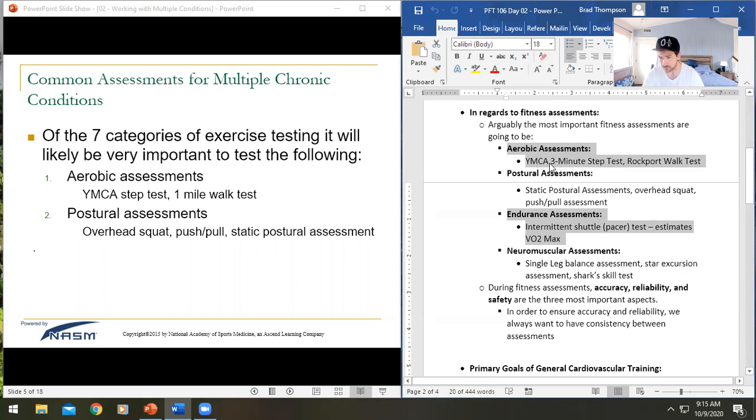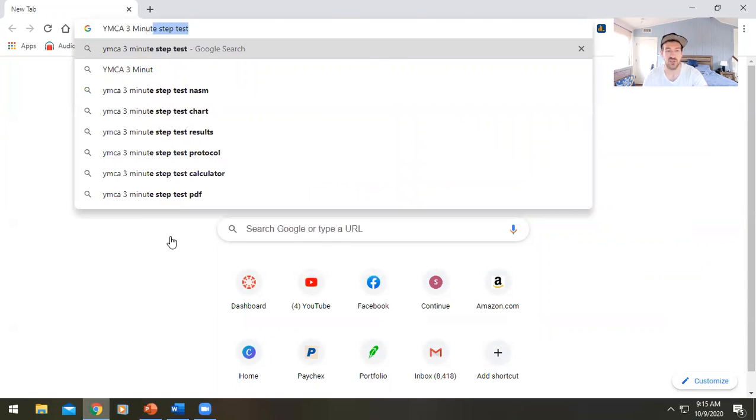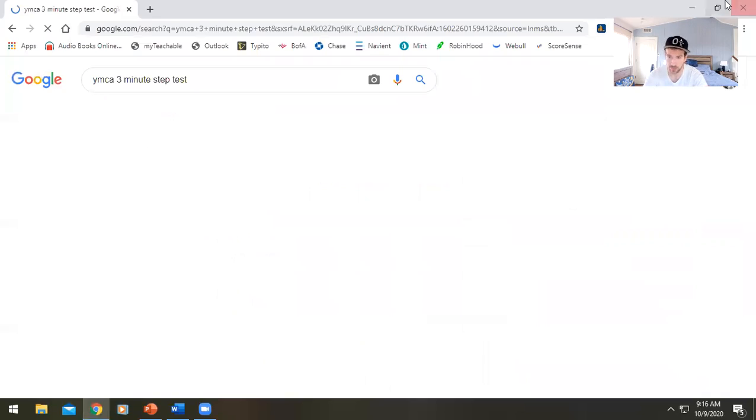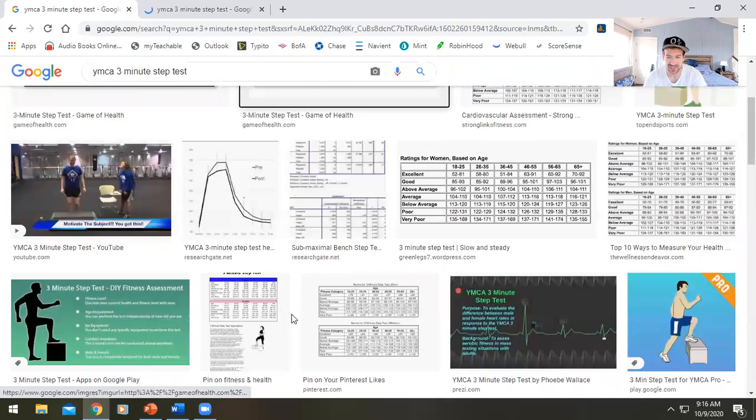So aerobic assessments wise, we have things like the YMCA 3-minute step test and the Rockport walk test. Both of these are really great. But the YMCA 3-minute step test is basically an assessment where you have your client go through the same amount of stress as anybody else. So when you're doing the YMCA 3-minute step test, you need to make sure that you always pick a 12-inch box, so everyone is going to use the exact same height box.